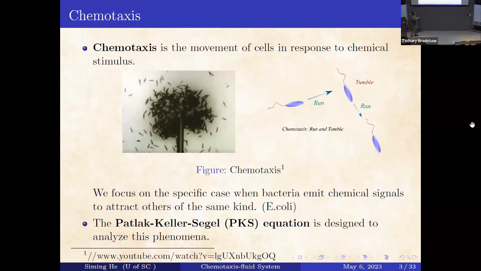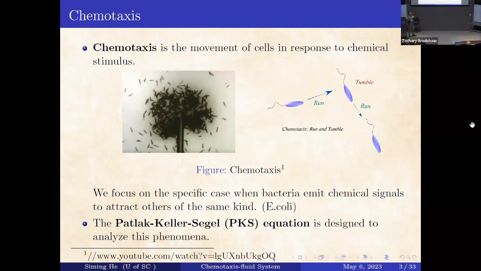Biologists think that the cells do a run and tumble behavior. First it runs in the direction of the chemical gradient, and then it tumbles and moves in some other direction. So there are 2 competing forces here. One is aggregation caused by chemicals. The other is random Brownian motion. The balance of these 2 forces will create interesting phenomena. We are going to talk about this model, which is called the Patlak-Keller-Segel equations.